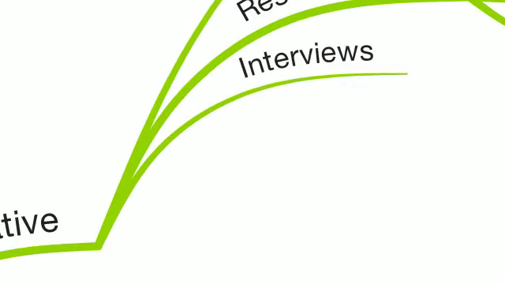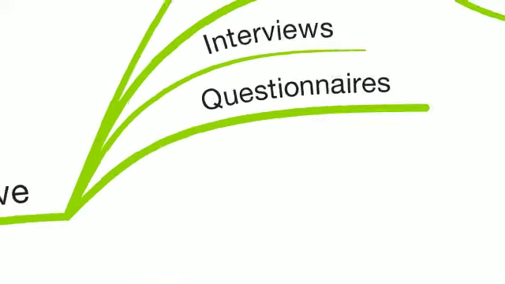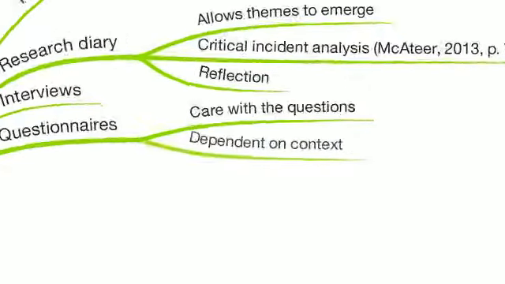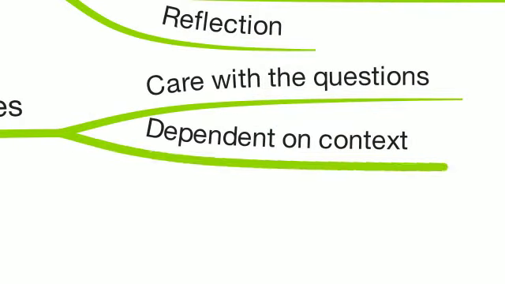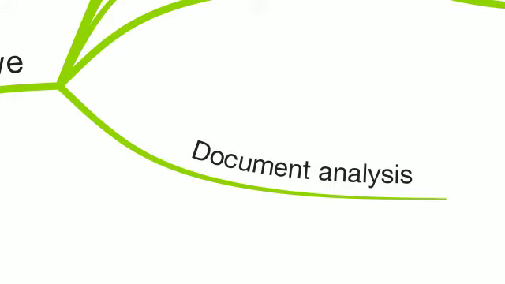Interviews are a very common part of action research. Questionnaires are often used. Care must be taken with the questions, which will depend on the context, for example, the age of the particular students to be studied. Data may also come from document analysis, looking at the various documents around a school.